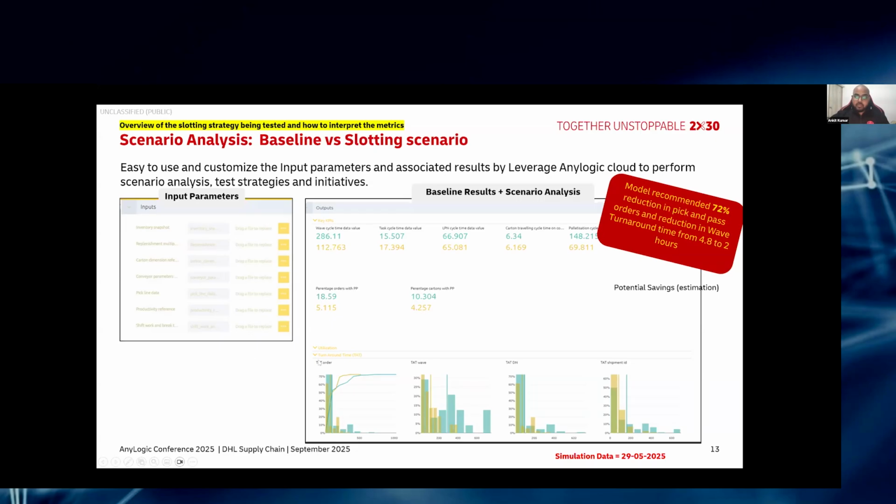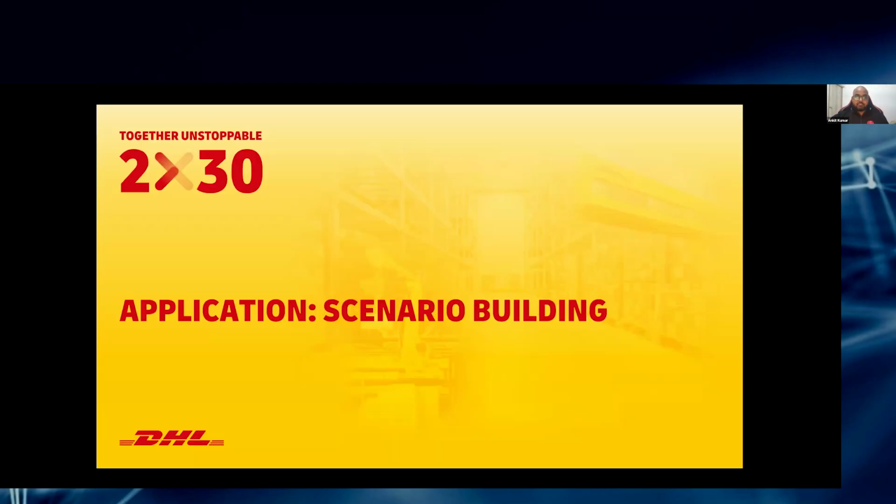Similarly, you can see at the bottom we have all the KPIs compared side by side, like the turnaround time of orders, wave, delivery note, and shipment ID. So this is all about the scenario analysis that we have done. And now let's move to the application that we have developed for data creation.